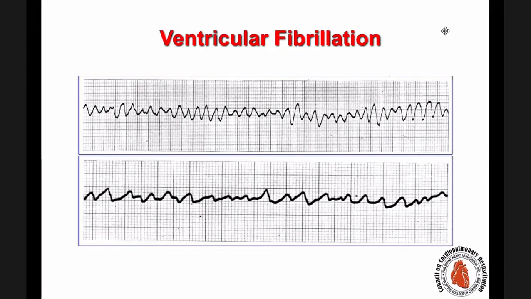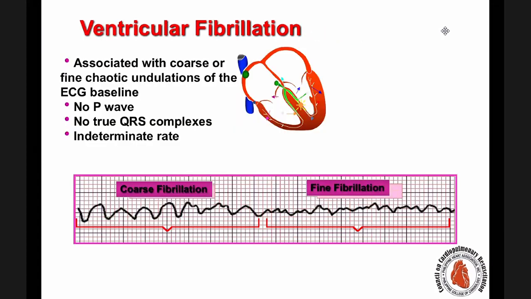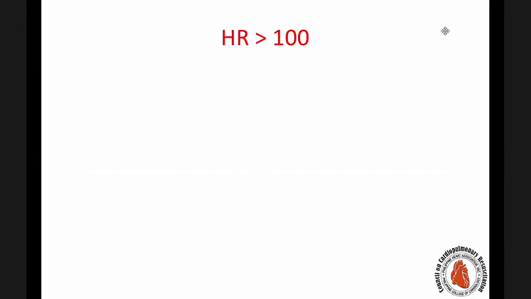Unlike ventricular tachycardia, it's an organized QRS complex na malalaki. And then talagang ma-appreciate mo that there is a QRS complex. Ito, halos pangit na, chaotic ventricular contraction. So, can be coarse, but it can be fine. However, there is no P wave, there is no true QRS complex, and the rhythm is irregular. That's ventricular fibrillation, okay?